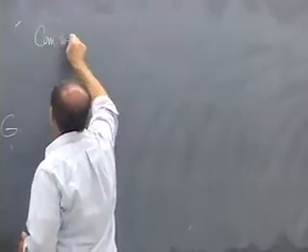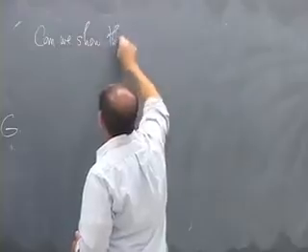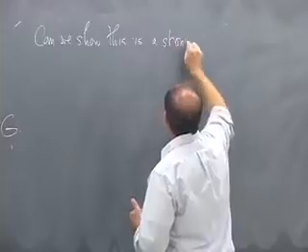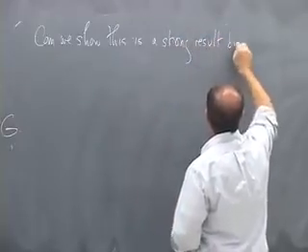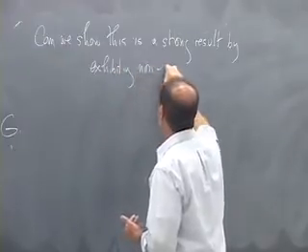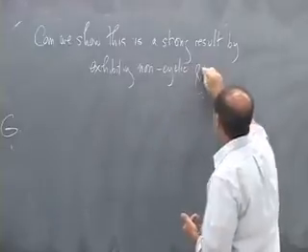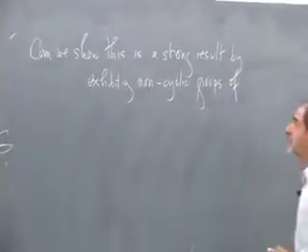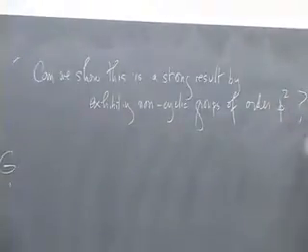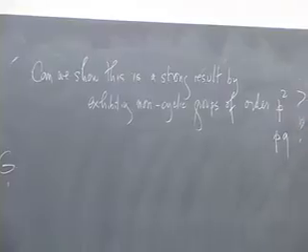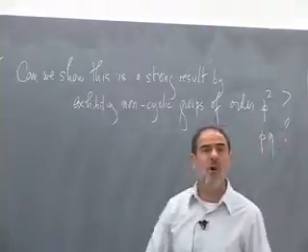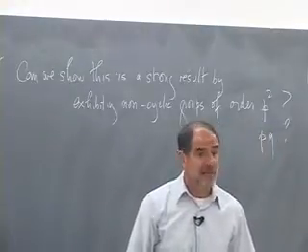can we show this is a strong theorem by exhibiting non-cyclic groups of, say, order p squared. So if I had a prime or of order pq, well, that's a little harder. But of order p squared, yeah, we have a group of order 4 that's not cyclic. What's that? The Klein 4 group.